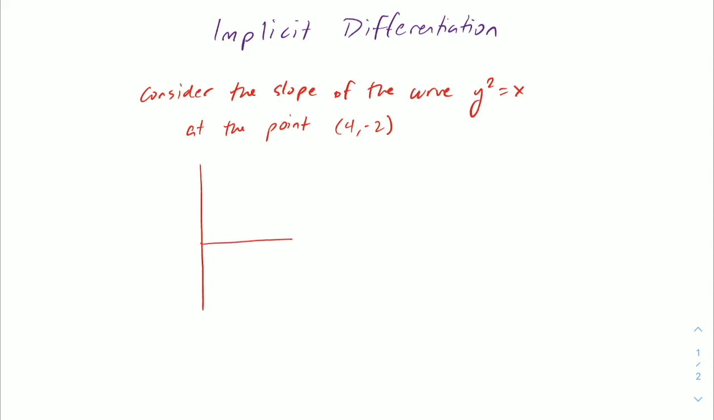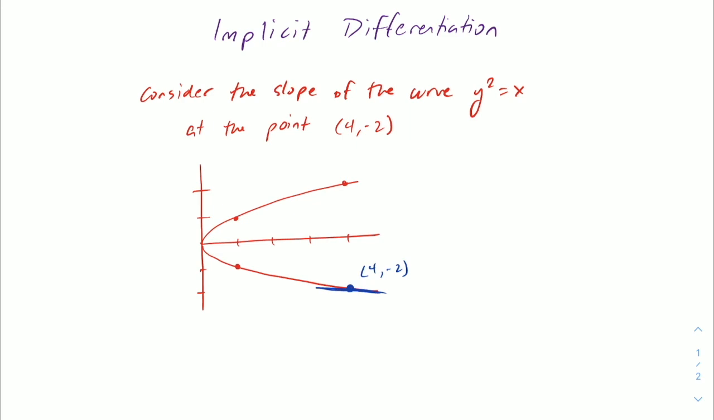So let's draw this curve. This curve is not a function, y is not a function of x, because it doesn't pass the vertical line test. Okay, but we can identify the slope here. You can at least see it. Here's the slope at (4, -2). It looks pretty shallow. It's less than 1 and it's a negative value.